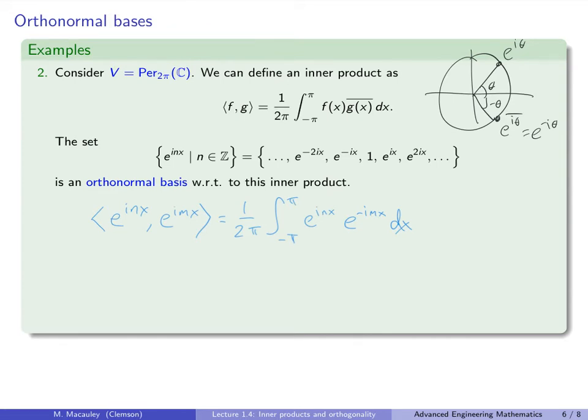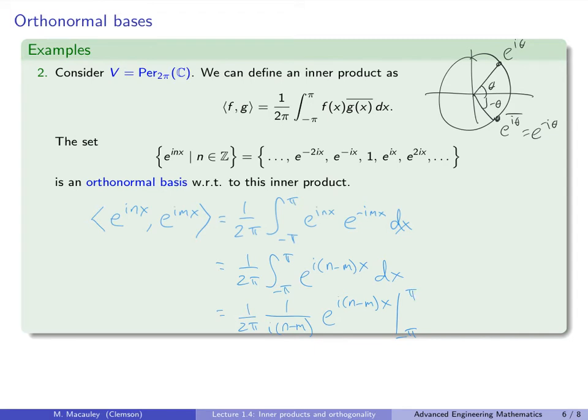So this integral, let's just do it. It's 1 over 2 pi times the integral from negative pi to pi of e to the i times (n minus m) times x dx. We can do this integral. This is 1 over 2 pi times 1 over i(n minus m) times e to the i(n minus m)x, from negative pi to pi.